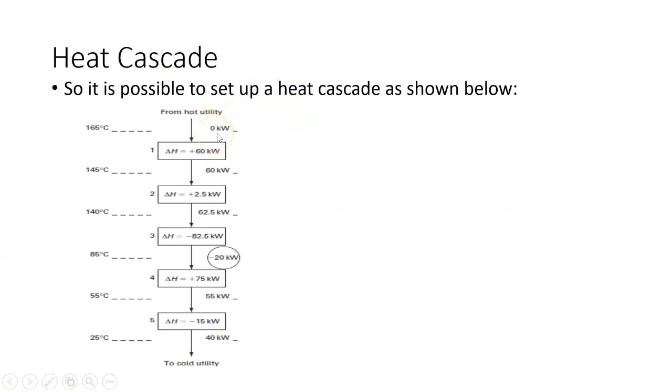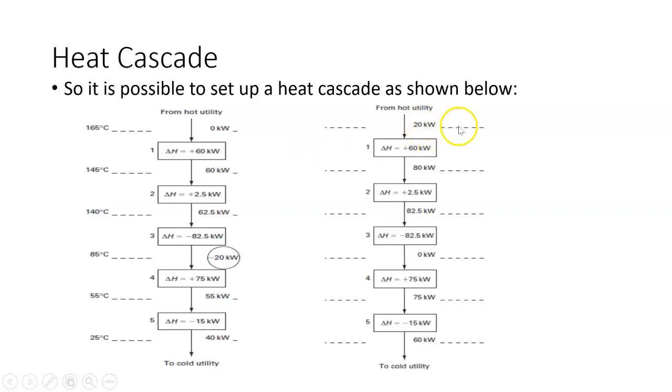The moment I supply that 20 kilowatt here, my entire heat balance would be like this: 20 kilowatt plus 60 making it 80, plus 2.5 making it 82.5, plus minus 82.5 making it 0, plus 75 making it 75 kilowatt, minus 15 kilowatt making it 60 kilowatt. That means I can transfer energy from top to bottom with 20 kilowatt of hot utility and 60 kilowatt of cold utility. How do I analyze this particular case?